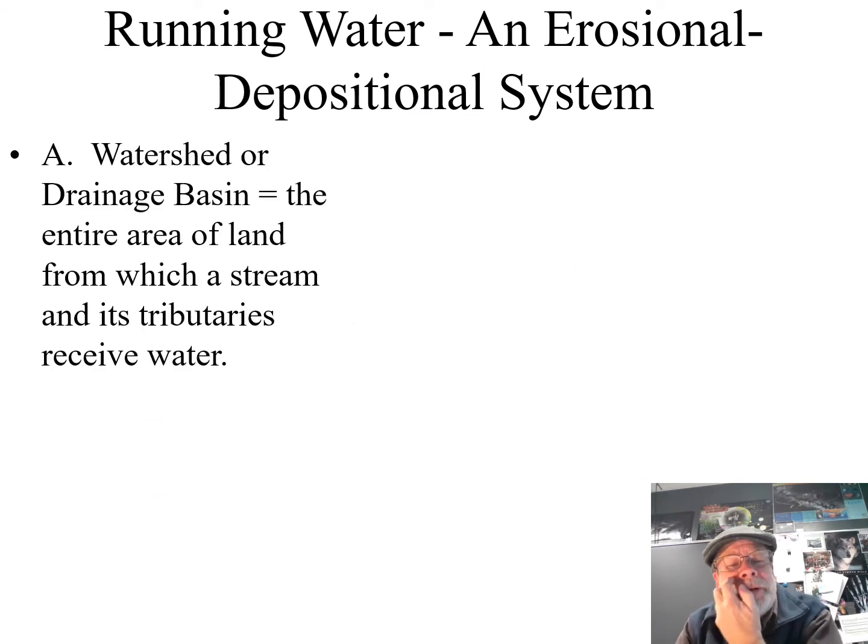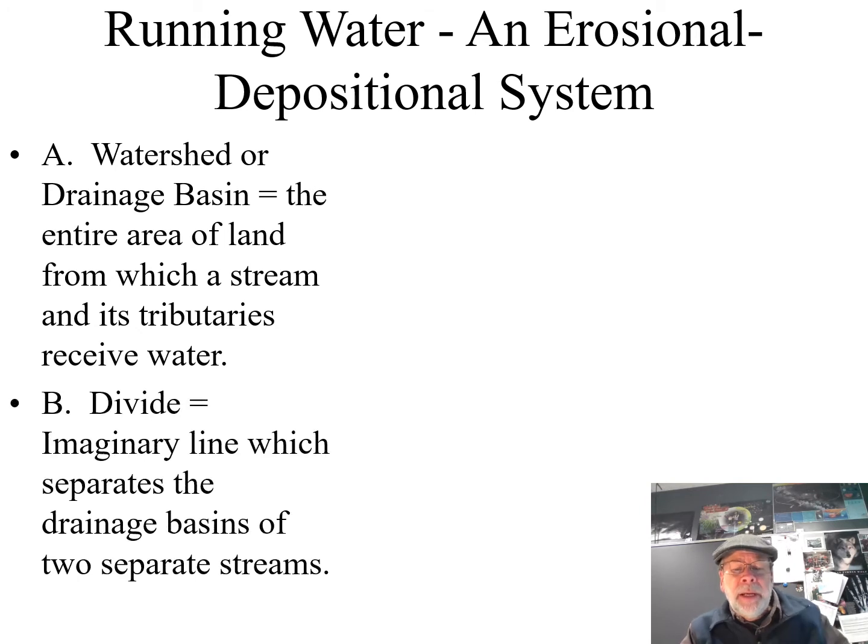Let's talk about running water for a second. When we're talking about running water, we define the areas that are serviced by a river as a watershed. In other words, all the water that falls in that area, if it makes its way down to a particular river, we would call that a whole watershed of that river. It's a drainage basin of the river.